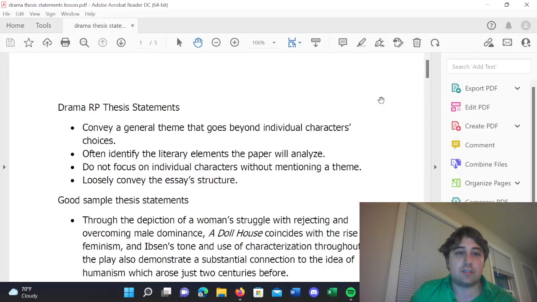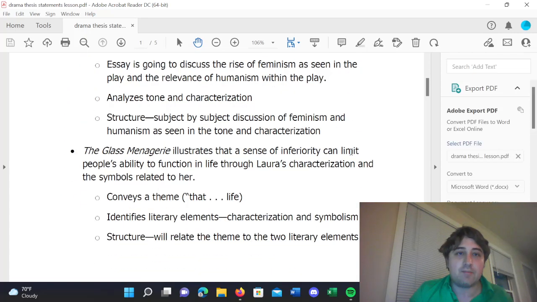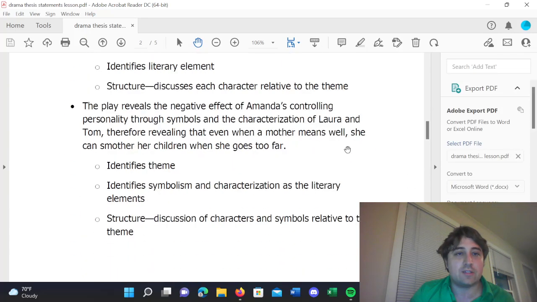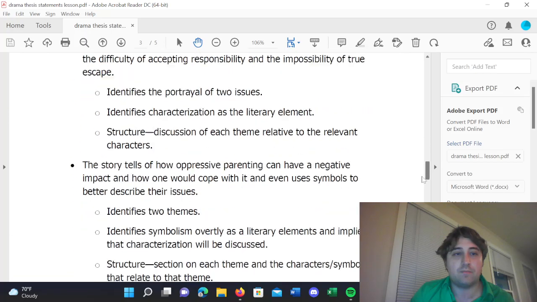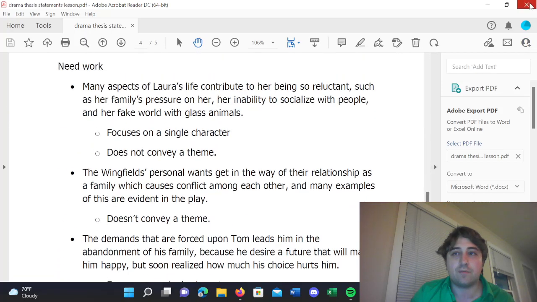All right. So this is more of the same. Oh, actually, this is the exact same document, just structured differently. Okay, never mind.